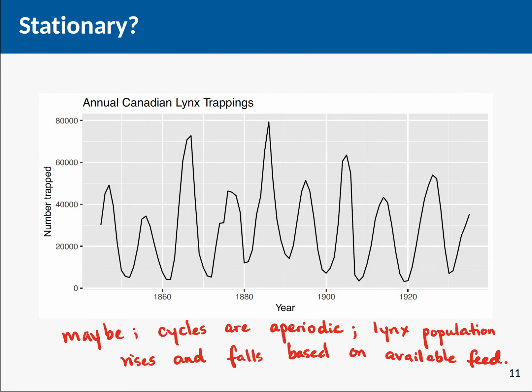Finally, you have this data set that is looking at annual Canadian lynx trappings, the number of lynx that are trapped in Canada, and maybe what you see here is a roughly horizontal series with these ups and downs that are displaying very rigid cycles. But actually, sophisticated tests would reveal that the cycles are aperiodic, and the lynx population rises and falls based on the available food that's out there, and that causes the fluctuations in the population and the trappings, therefore.